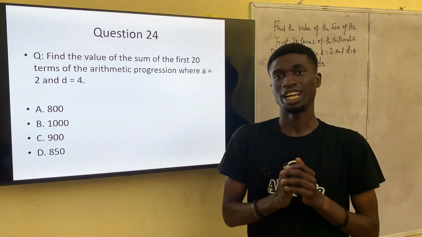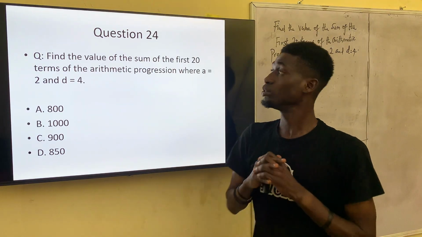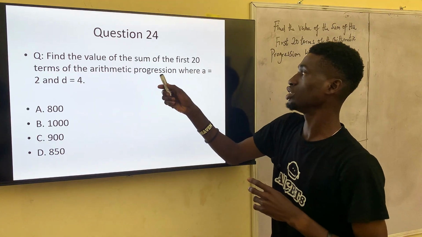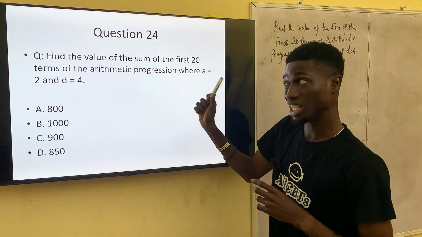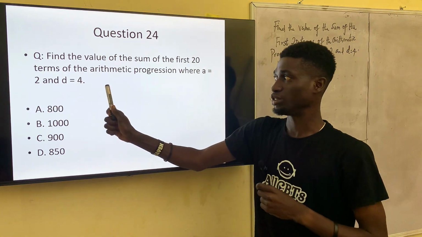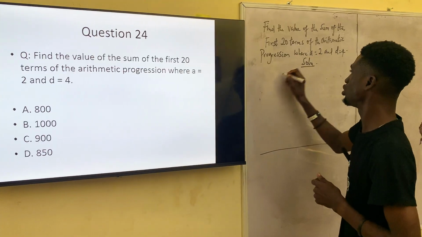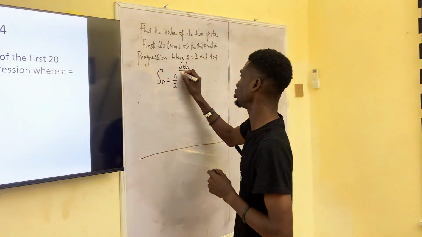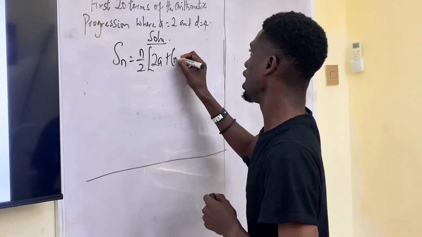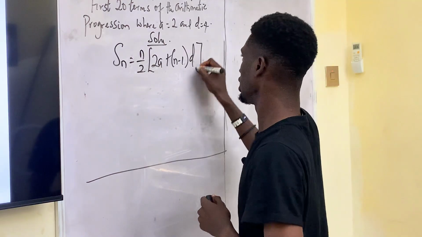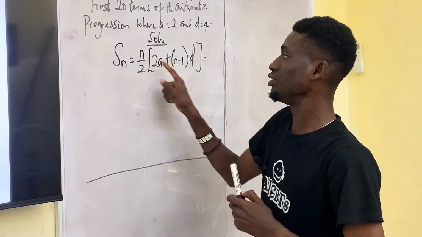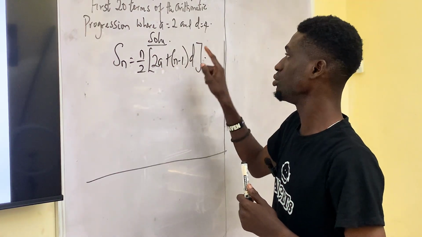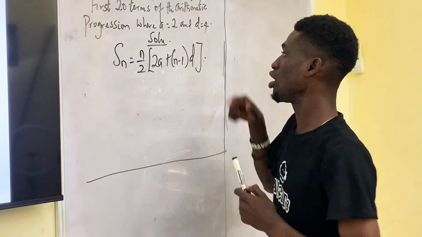Now, this is another exciting question frequently asked by JAMB, which is: find the value of the sum of the first 20 terms of an arithmetic progression, where a, which is your first term, is 2 and your common difference is 4. Now, we know that the sum of n terms of an AP is written as Sn equals n over 2, open your bracket, 2a plus (n minus 1)d. Meaning that your number of terms divided by 2, multiplied by 2 times the first term plus your number of terms minus 1 multiplied by your common difference.